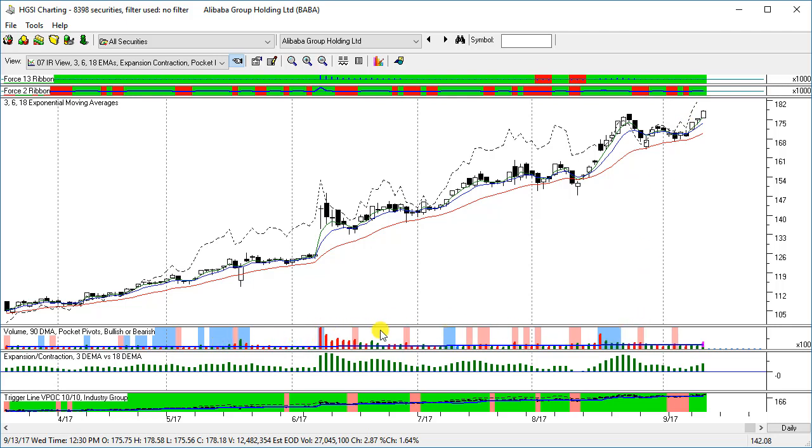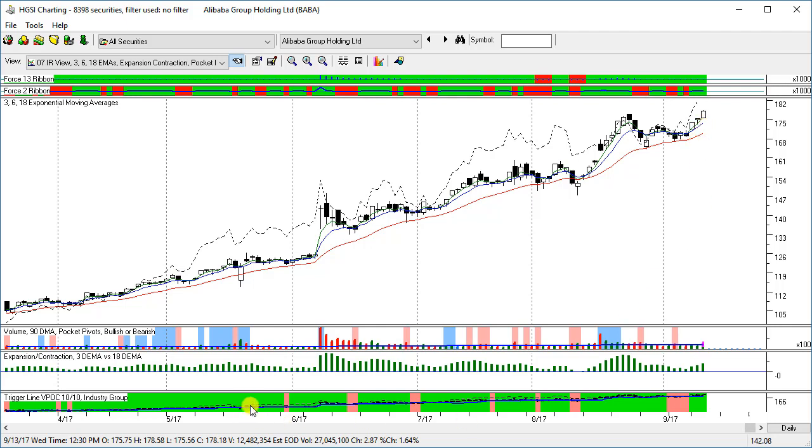Down here we have pocket pivots from Gil Morales and Chris Kacher. This is an expansion contraction indicator that I put in, so I can tell if a stock is expanding or contracting based upon the 3-day exponential moving average versus the 18-day exponential moving average. And you can see those moving averages up here in the main portion of the chart along with the 18-day.